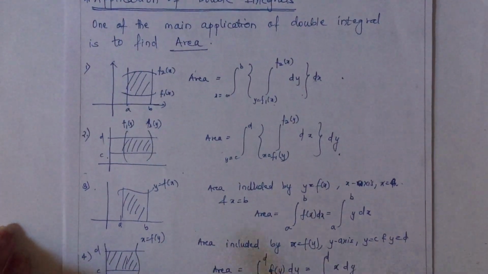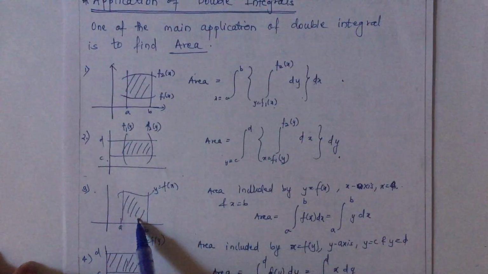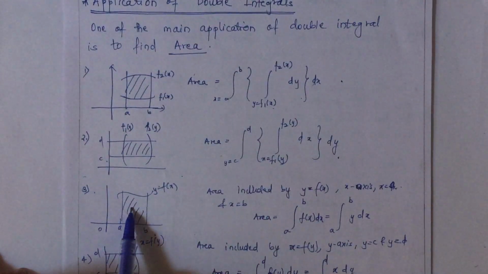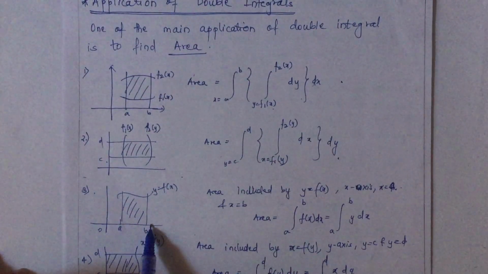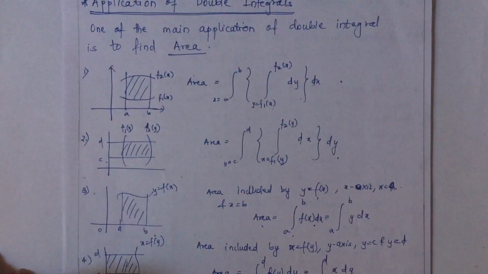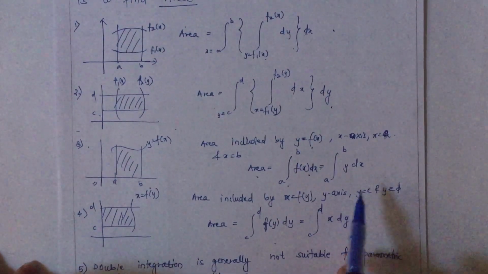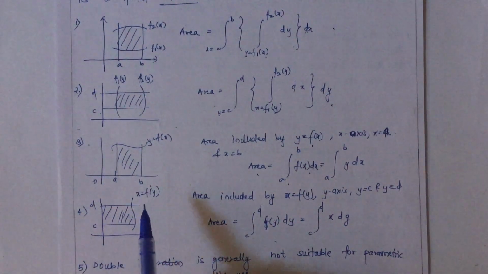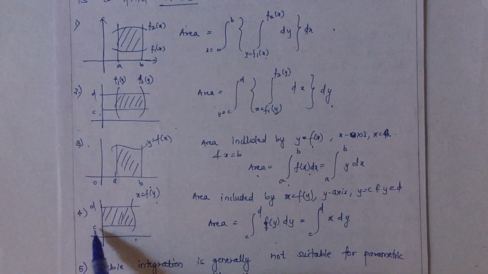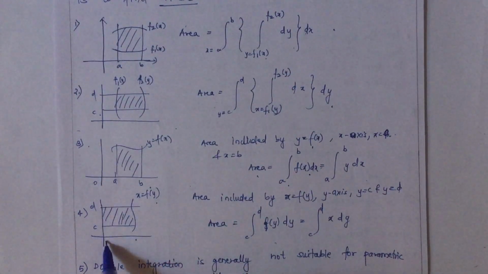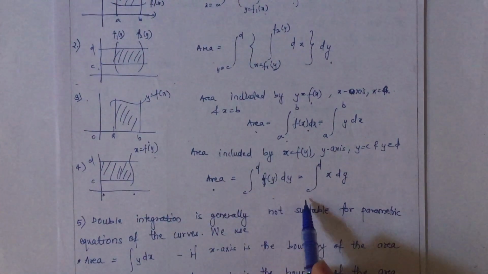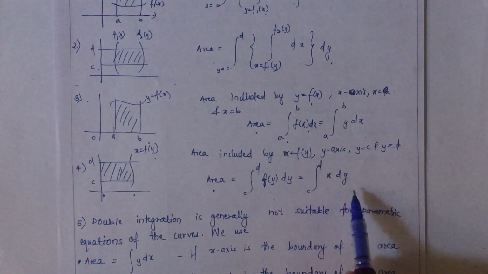If you are given a region bounded by a curve, ordinates and the x-axis, then the area lies from a to b, so its area can be calculated as integral a to b f(x) dx, or I can write it as integral a to b y dx. If you are asked to find the area bounded by a curve x equal to f(y) and bounded by y equal to c, y equal to d and the y-axis, then we define the area as integral c to d f(y) dy, or you can write it as integral c to d x dy.